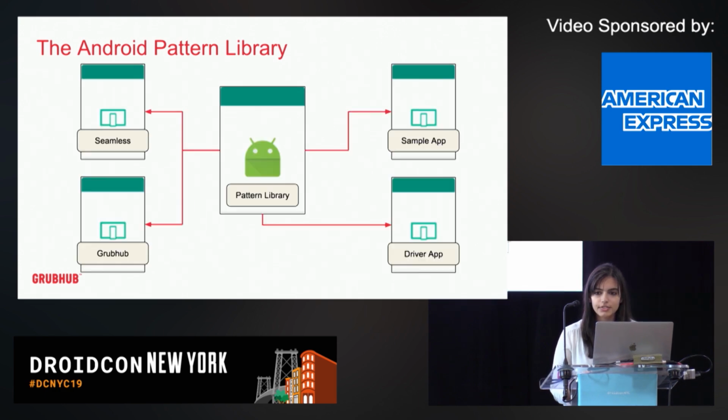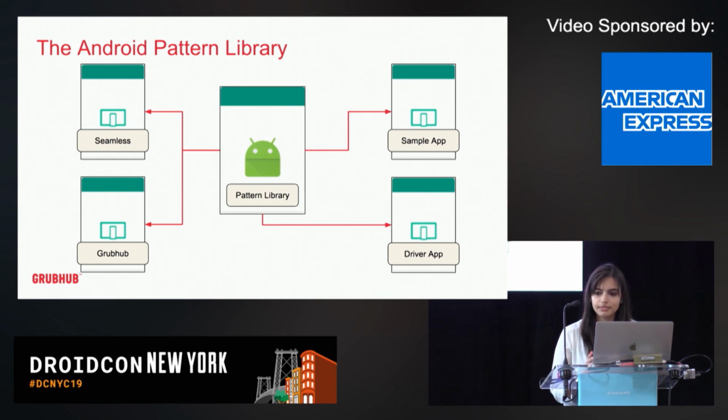So this architecture gives us a couple of benefits. One, all of our design patterns are now encompassed in a single library, and they can be used by any of our apps. So that means we've now built one single library that houses all the design patterns we want to use. Our Seamless Android app can use it, our Grubhub Android app can use it, and even our driver app can use it, so our delivery partners can benefit from it.